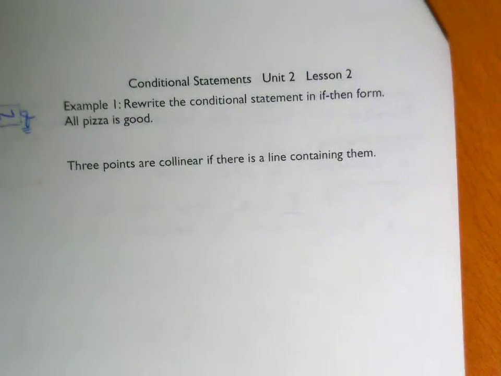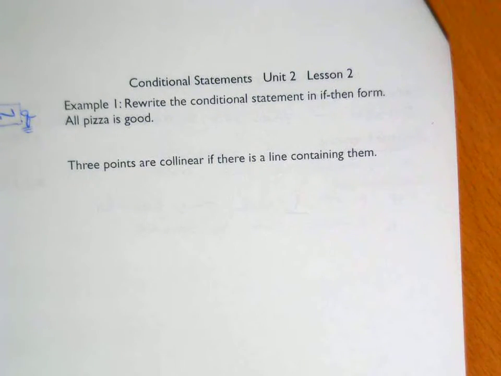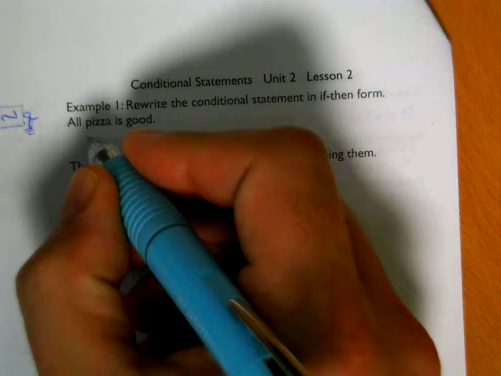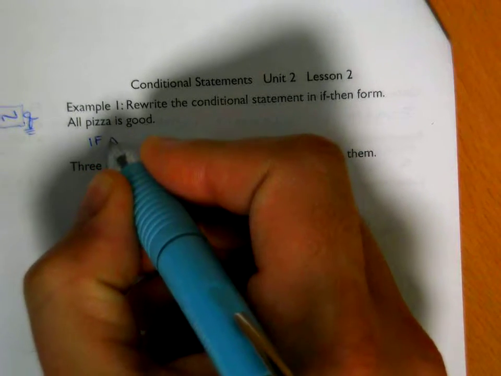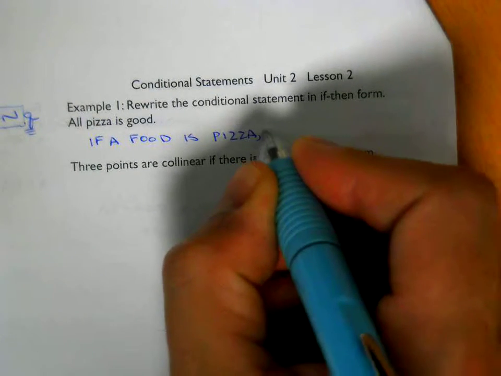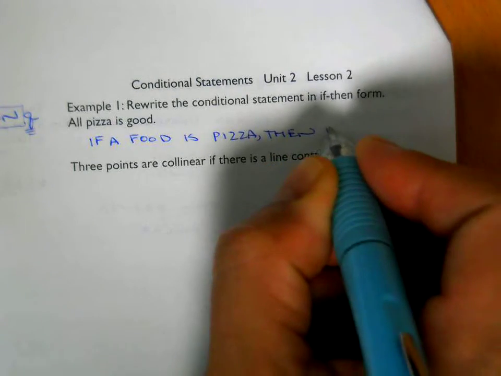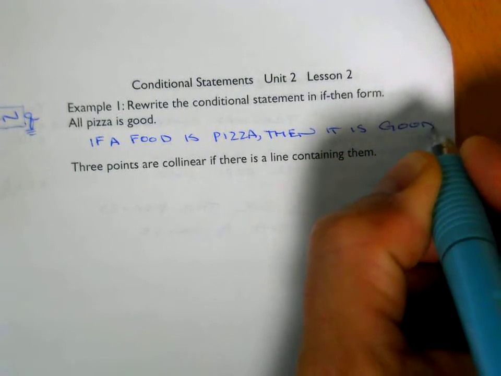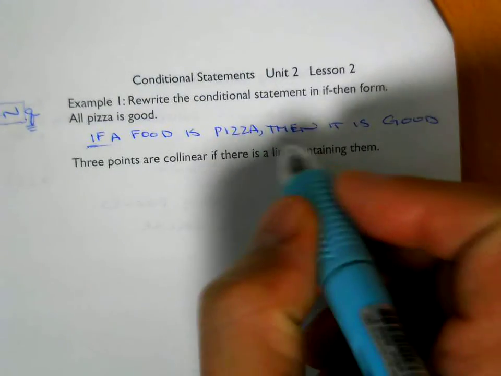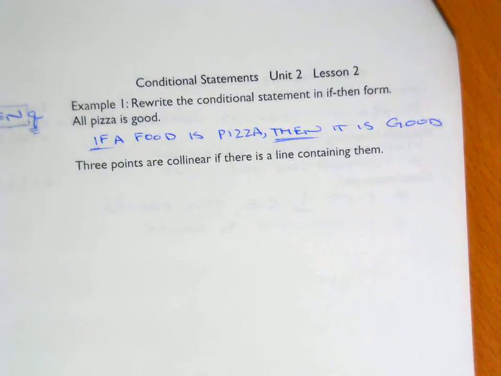Number 1. Rewrite the conditional statement in if-then form. We've got a statement, and we want it as a conditional statement with a formal if and then part. So, all pizza is good. There are a few different ways you could write this, but I'm just going to say, if a food is pizza, then it is good. We have taken a normal statement and put it into a conditional statement with an if part and a then part. Make sure that you, at the very least, have those.